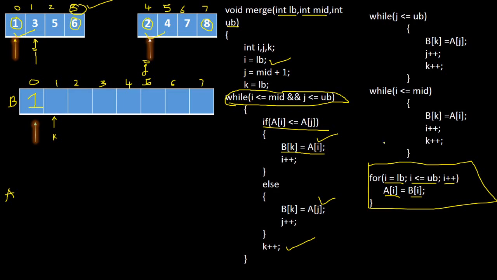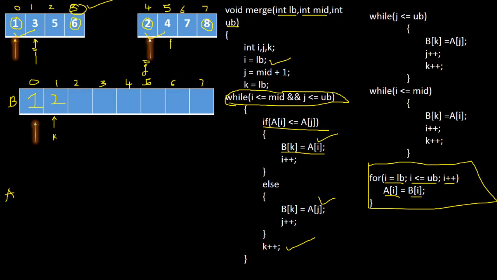Now what happens next time when you compare 2 with 3? You find that now the j value is lesser, so it will go to the else part. Now b of k will be a of j, that is 2 will be copied here, right? When 2 is copied here, at that time what happens?